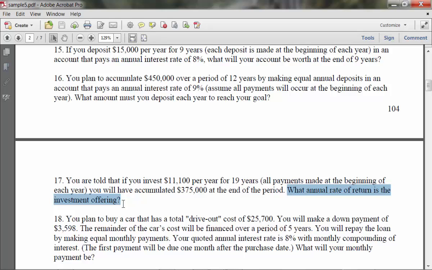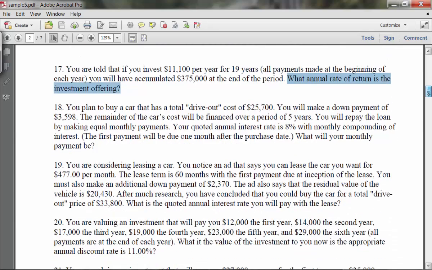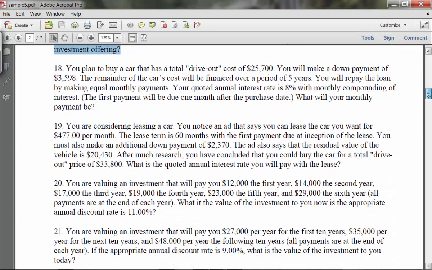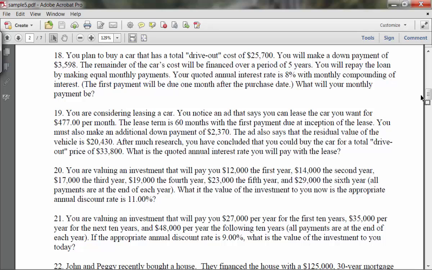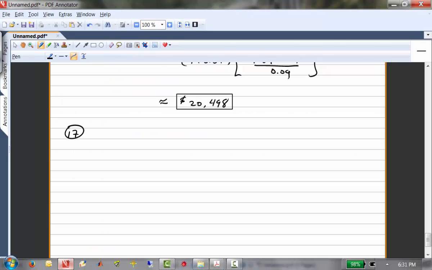You can solve like we did, taking the natural logarithm and taking e to the power of both sides. You can solve for the interest rate. Whenever you have an annuity, there's not going to be a closed form solution for the interest rate. You're going to have to use some approximation method, such as Newton's method. So we won't do 17. Let's do 18.